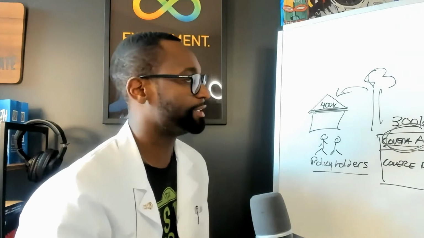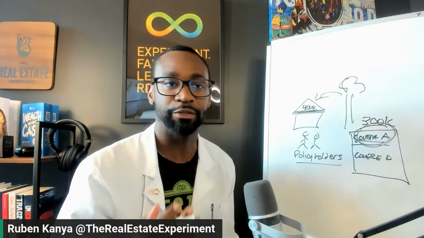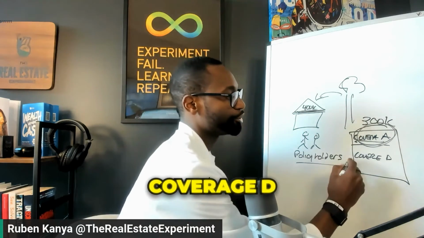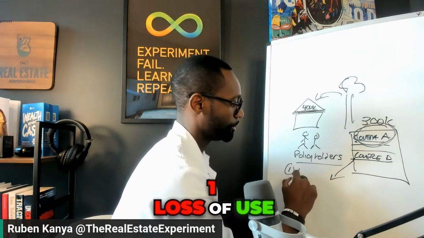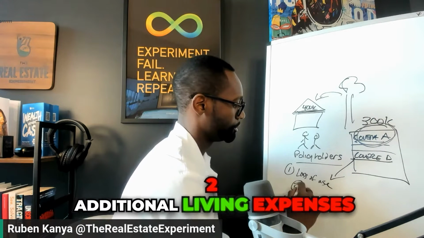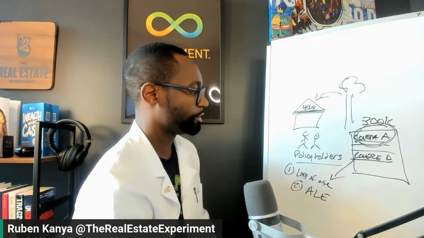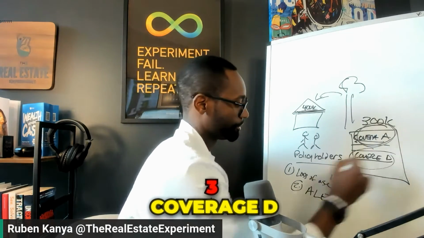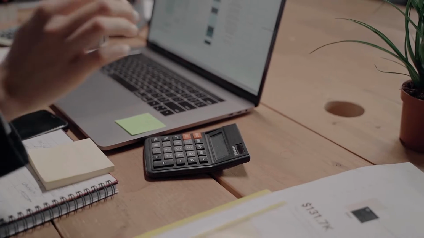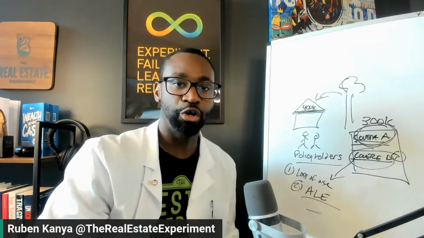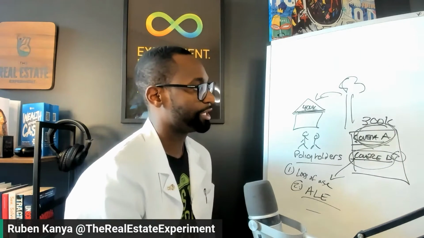Which then means, let's say, coverage D. Why is coverage D important? I have another video on this channel that talks about the importance of coverage D. Coverage D is also known as three things. One, loss of use. Two, additional living expenses, also known as ALE, right? And three, well, coverage D. So it's 1, 2, 3. It's going to be one of those three that you see on there. Loss of use, additional living expenses, or coverage D. Those are the main areas that you need to know to do this math.